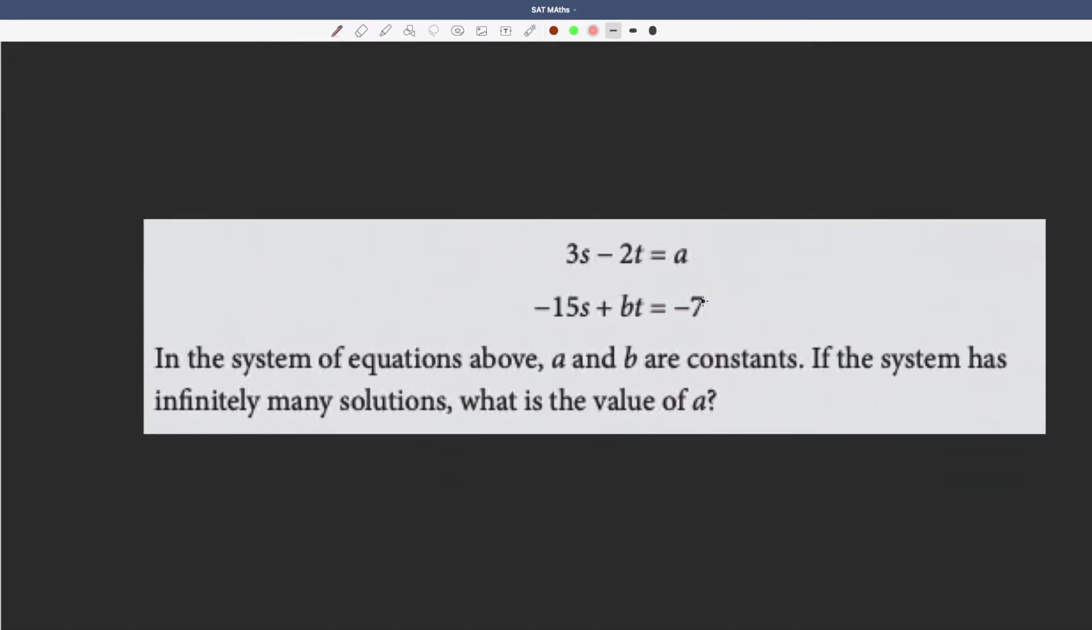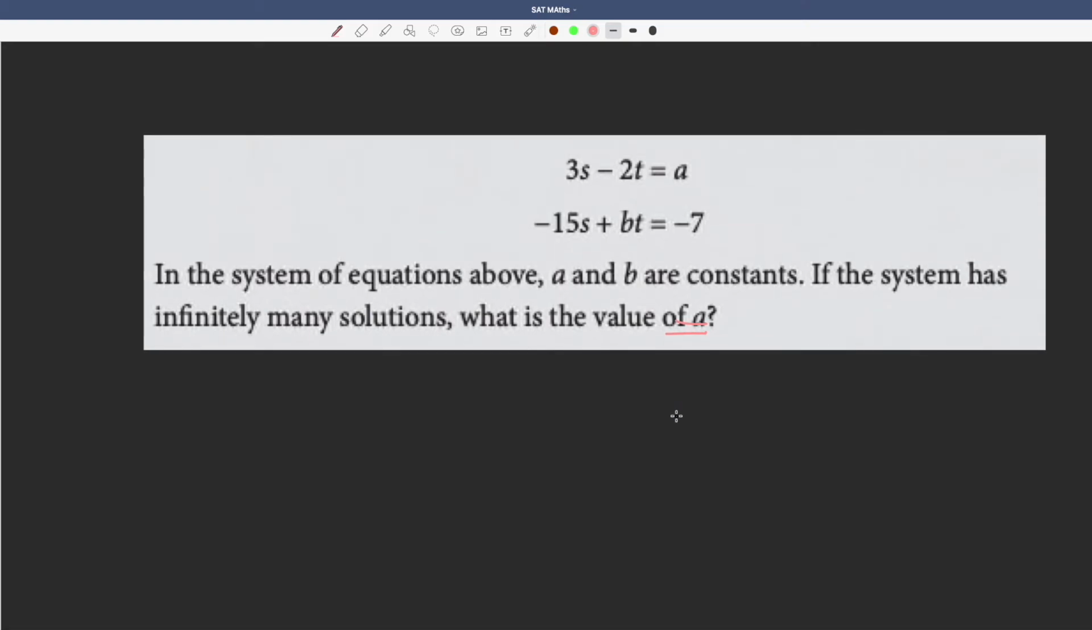3s minus 2t equals a. Negative 15s plus bt equals negative 7. In the system of equations above, a and b are constants. If the system has infinitely many solutions, what is the value of a?